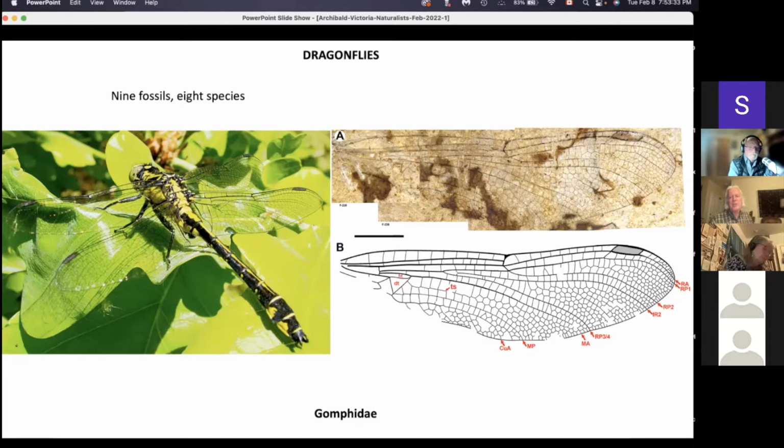Then we turned to the next group, which we thought, oh, these are all damselflies, and it had something like 57, I think it was, specimens, a large number.